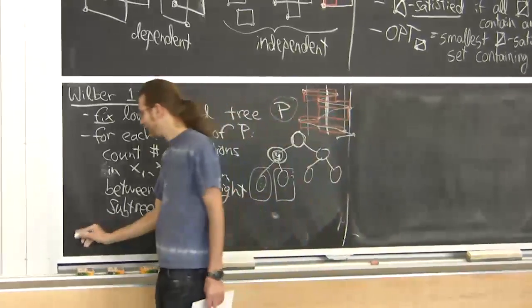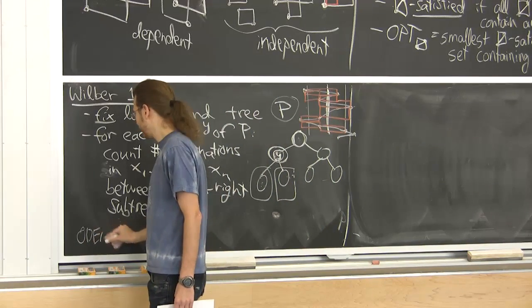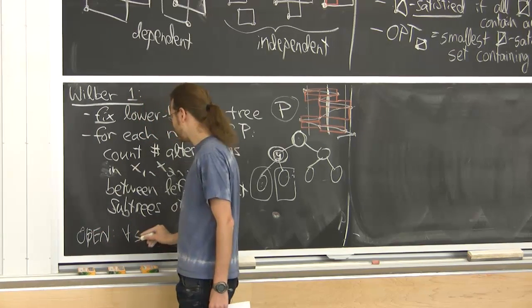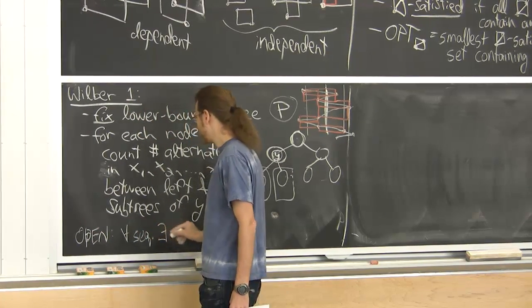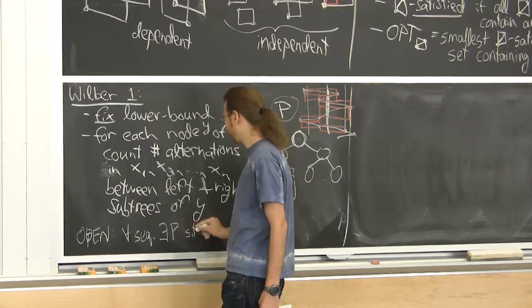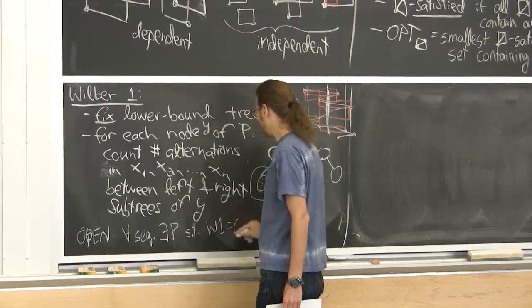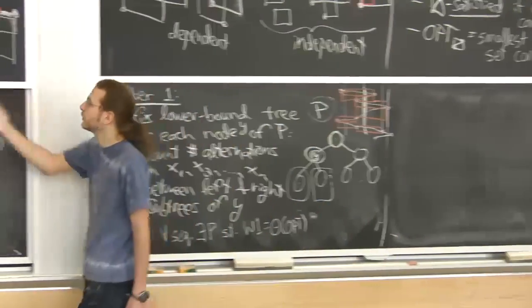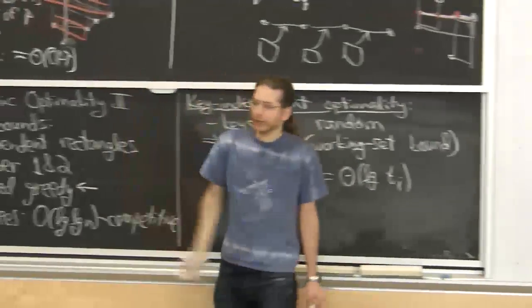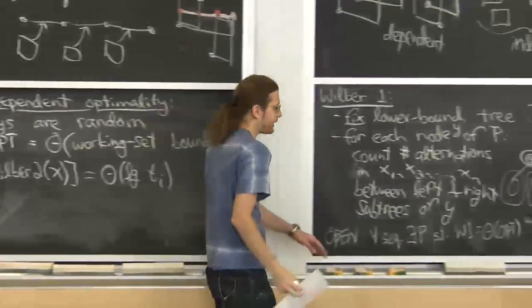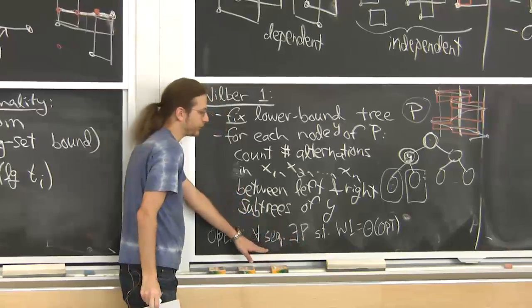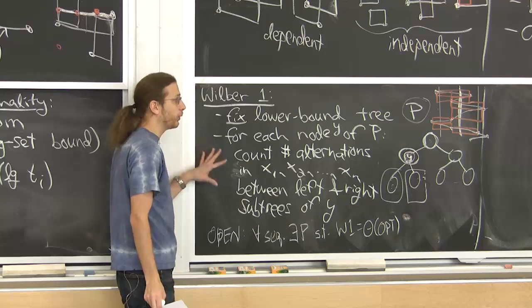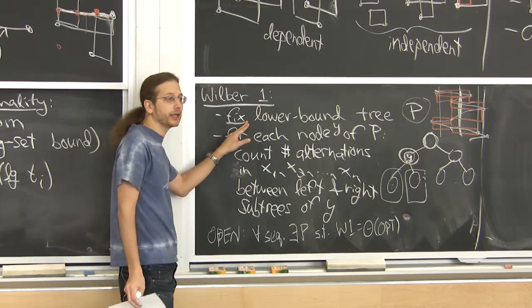I guess you could ask the following open question. Is it true that for every access sequence, there exists a tree P such that Wilber 1 is theta opt? Or is theta Wilber 2 or something? Wilber 2 is a single quantity. You compute it, it gives you a bound. Wilber 1 depends on this P. Maybe if you choose the best P for your sequence, you get the right answer. But it's definitely the case that Wilber 1 for a fixed P is not the right answer.